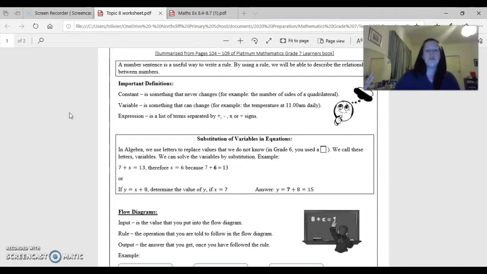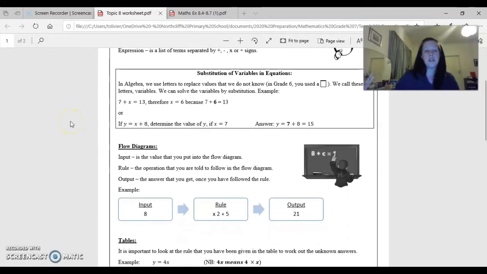Right. So we have the following to go through. Substitution of variables in equations. In algebra, so this is the big scary term that everyone freaks out about in grade 7, but please don't. It is based on grade 6 principles. It is basically where we need to find the unknown number in a number sentence. Okay? So instead of using our block over here like we used last year in grade 6, we now use letters. And those letters are called variables because they can change. Okay? We solve the variables by using a method called substitution.